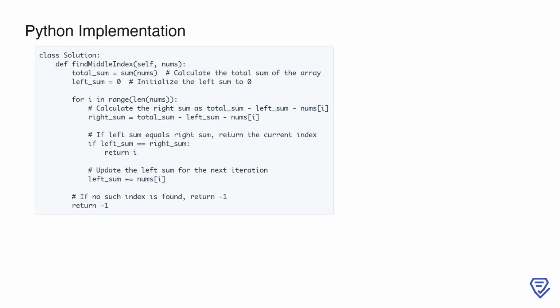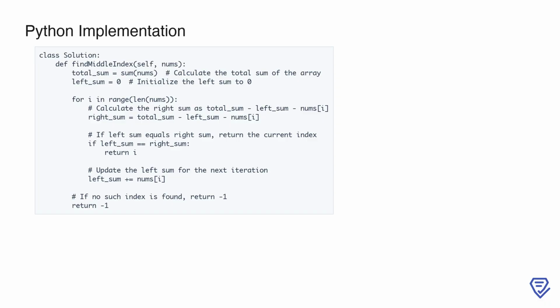If the condition is not met, the left_sum is updated by adding the current element nums[i] to its value. This ensures that the left_sum remains accurate for the next iteration. If the loop completes without finding a valid middle index, the function returns -1, indicating that no such index exists. This algorithm runs in O(n) time, as it involves a single traversal of the array, and uses O(1) additional space, making it both efficient and concise.